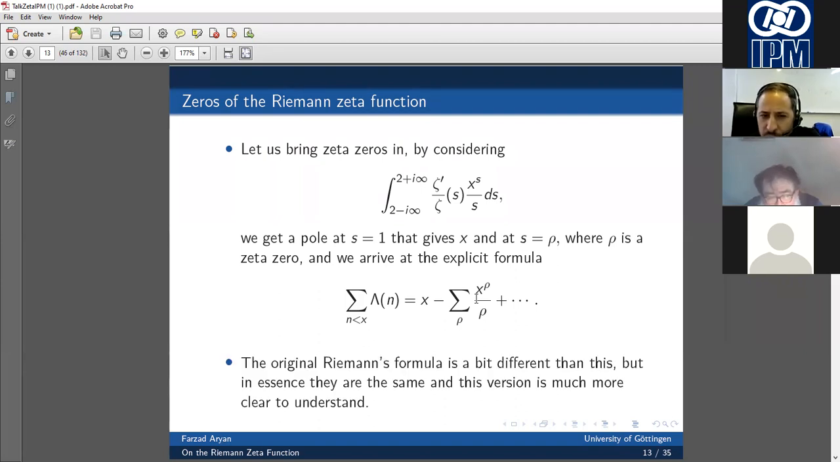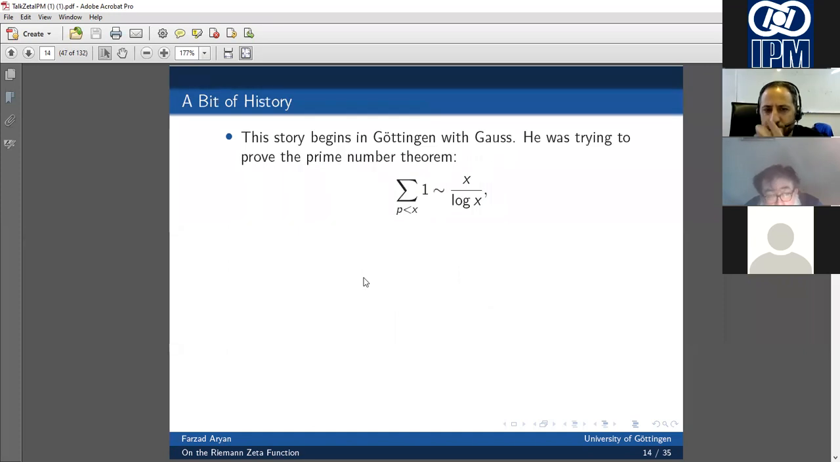A small comment: the original formula that Riemann had was a bit different from this. Instead of lambda, I think he had 1, because that goes back to the problem of Gauss. I'm going to explain it later. Gauss was very interested in finding how many prime numbers exist smaller than x, and his prediction was that it's around x divided by log x. He was working on this problem. He was unable to solve it.